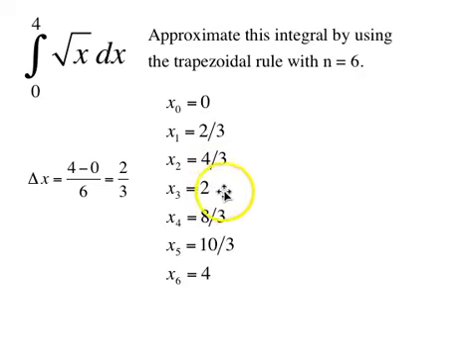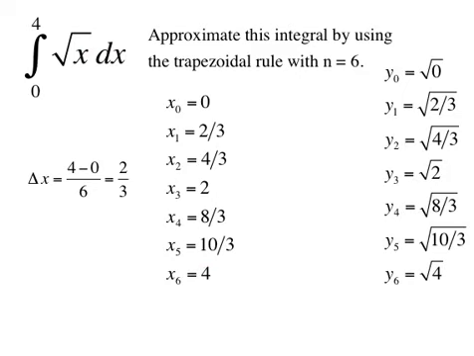2/3, 4/3, 6/3 is 2. 8/3, 10/3, 12/3 is 4. Those are the x values. But I need y sub 0, y sub 1, y sub 2, y sub 3, y sub 4, y sub 5, and y sub 6. Y sub 0, square root of 0. Y sub 1, square root of 2/3. Y sub 2, square root of 4/3, y sub 3, square root of 2, y sub 4, square root of 8/3, y sub 5, square root of 10/3, y sub 6, square root of 4, also known as 2. So those are all of the y values.